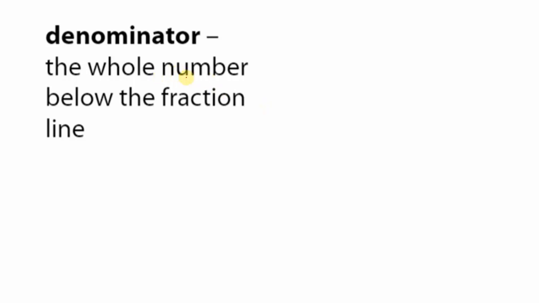The denominator is the whole number below the fraction line. So in our a over b as a fraction, the b portion is the denominator. If we go back to our fraction of 5 over 6, then the 6 will in fact be the denominator. So numerator on top, denominator at the bottom.